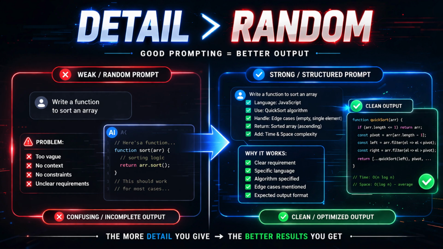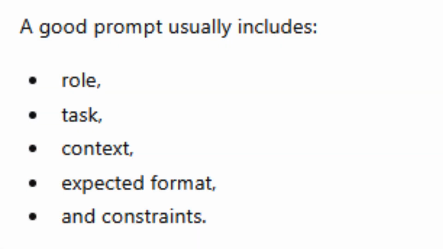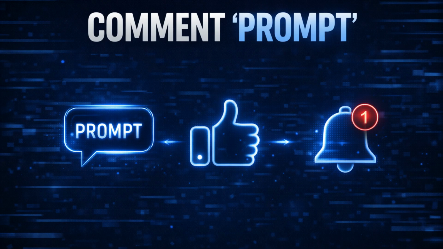So now here is the tip. Do not use one-line prompts. The more context you provide, the better the output becomes. So usually a good prompt includes role, task, the context you provide, the expected format, and the constraints. So that's the difference between average AI usage and smart AI usage. So those were the 5 ChatGPT prompts every developer should know.